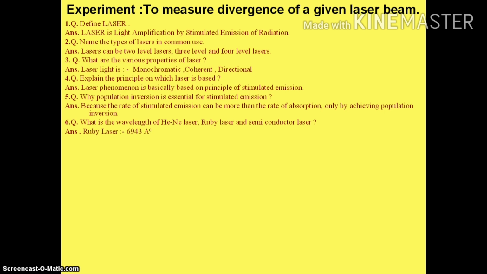For ruby laser wavelength is 6943 angstrom. For helium neon laser its wavelength is 6328 angstrom. And for semiconductor laser its wavelength range lies between 7000 angstrom to 30,000 angstrom.